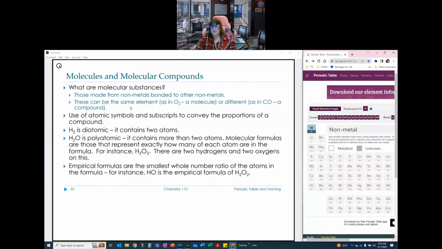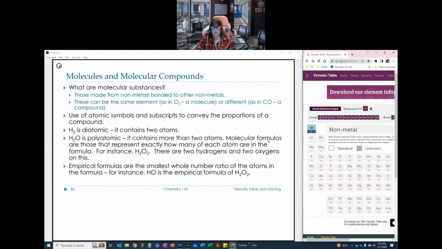They can be the same element as in O2 or different elements as in CO, okay? We use the atomic symbols and subscripts to convey the proportions of that compound. H2 is diatomic because it contains 2 atoms. H2O is polyatomic, meaning it contains more than 2, although polyatomic does actually apply to 2 as well. Molecular formulas are those that represent exactly how many of each atom are in the formula.